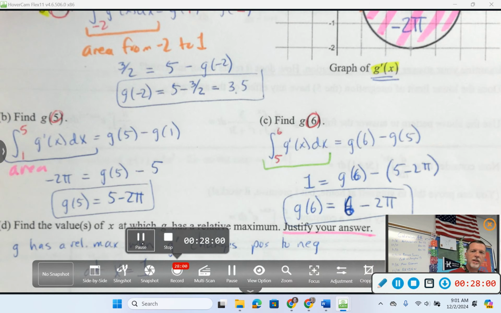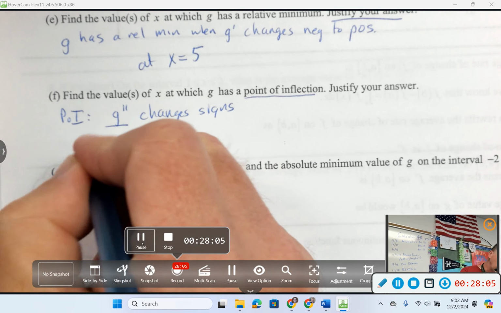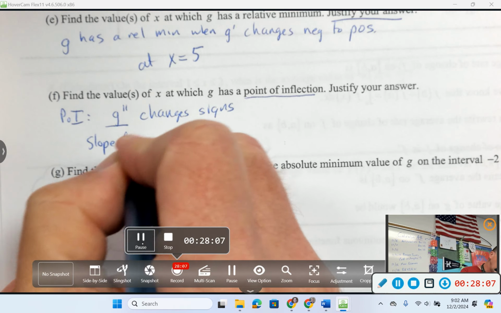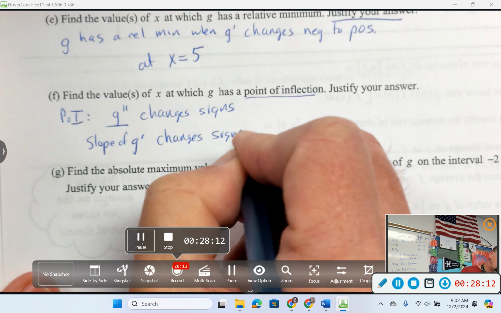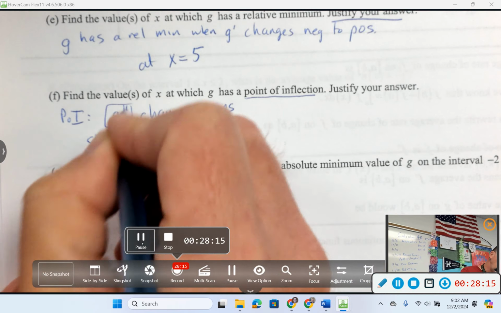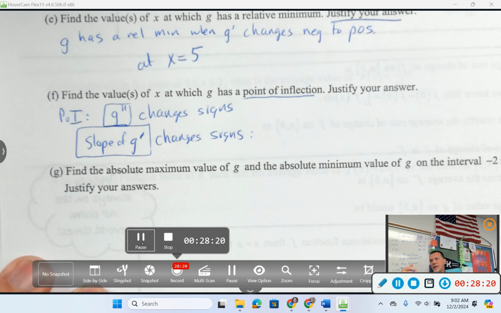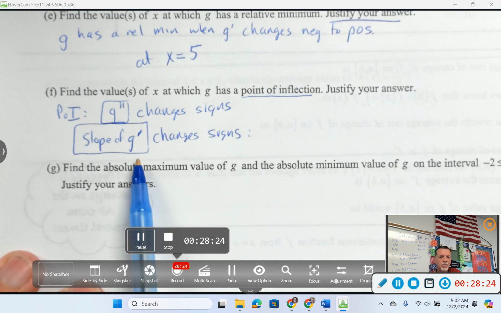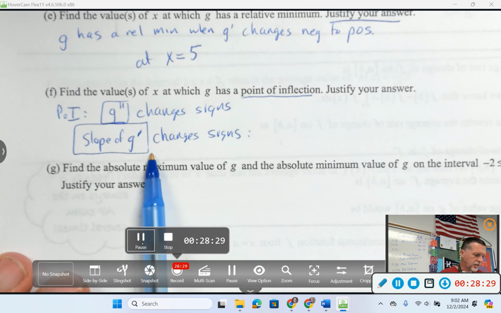So what about G prime tells me G double prime? I want the slope of G prime to change signs, because G double prime is the slope of G prime. Those are the same thing. But I have to answer the question in terms of the information I have. So saying something about G double prime is not wrong, it's just not helpful yet. So where does the slope of G prime change signs?